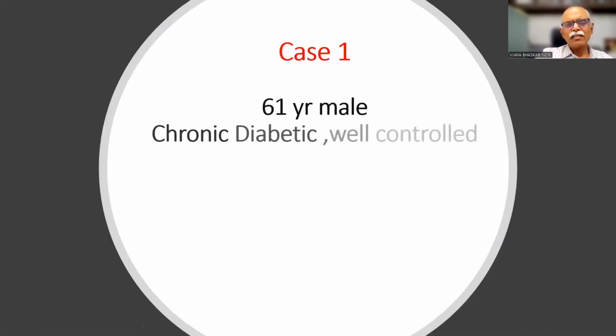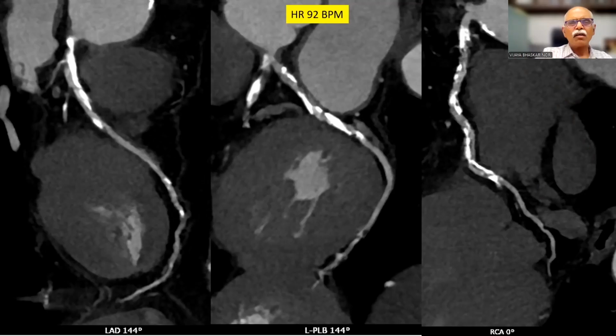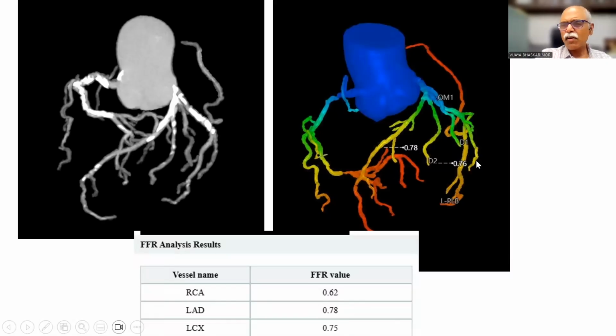Case 1, 61-year-old male, chronic diabetic, well-controlled, physically active, asymptomatic, screening CTA done, calcium score is 1700 Agatston units. We have done a CT angiogram as a part of the stress and rest myocardial perfusion. Heart rate was 82 beats per minute. You can see severe calcific triple vessel disease, LAD, LCX and RCA. CTFFR was done, which shows that in LAD, it is 0.78.